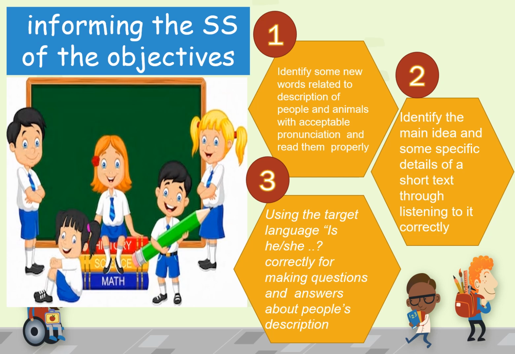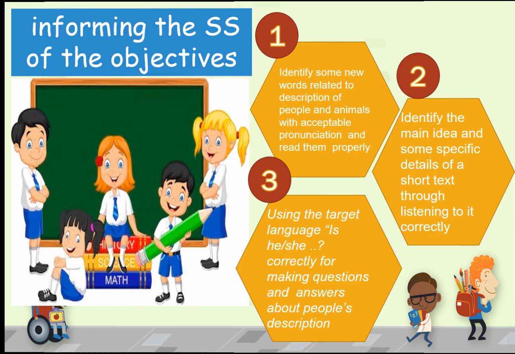Objective number 1 is to identify some new words related to description of people and animals with acceptable pronunciation and read them properly. Objective number 2 is to identify the main idea and some specific details of a short reading text through listening to it correctly. Objective number 3 is to use the target language, is he or she, correctly for making questions and answers about people's descriptions.